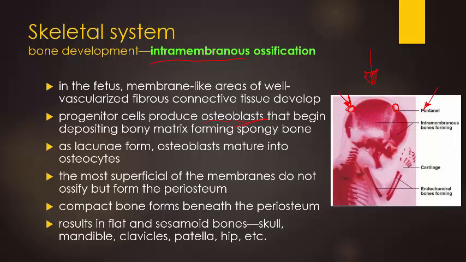The most superficial of these membranes don't ossify. Instead, they form the periosteum, that layer of connective tissue that completely covers the superficial surface of the bone. Compact bone forms directly beneath the periosteum, and the spongy bone remains as a layer between the compact bone. So here we have the periosteum, then a layer of compact bone, really tight, then a layer of spongy bone, and on the interior surface, another membrane does not ossify. That becomes the endosteum.